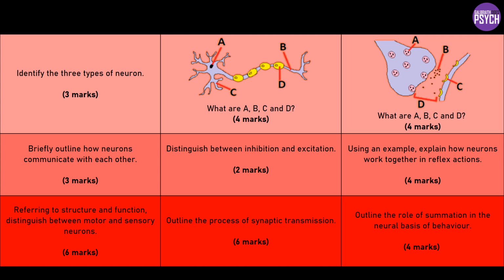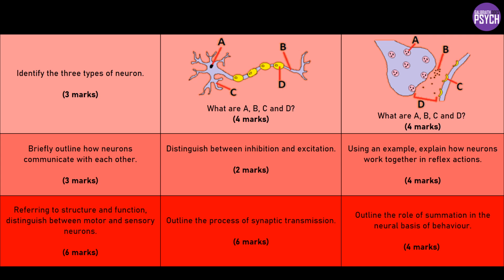Okay, referring to structure and function here, so what do they look like, how are they made up, as well as what do they do? Distinguish, so another key word there, between motor and sensory neurons. Okay, so we've touched on this a little bit in the previous question actually. So, functionally, one difference is that motor neurons carry information away from the central nervous system, whereas sensory neurons carry information towards the central nervous system. Sensory neurons are kind of your input, and motor neurons are kind of your output.